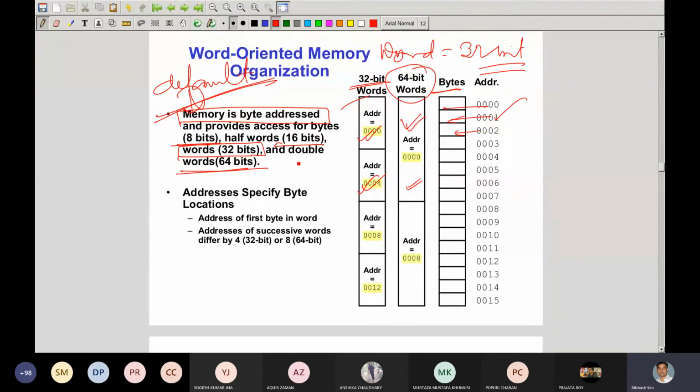So the address of the first byte in the word and the address of the successive word differ by 4 if you are using 32 bits, and if you are using 64-bit architecture they differ by 8. That means if one address is 0000, the next address will be 0100, like in this way, 8421, 1000. Because you are using 4 bytes at a time for a single data item, the next data will be like this. So you can use this for your purpose.